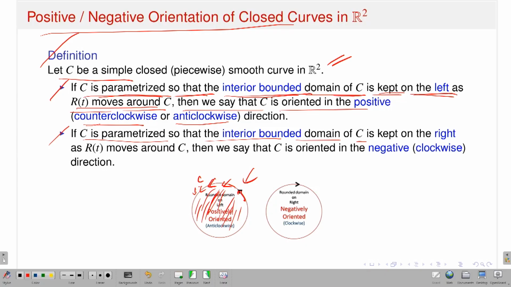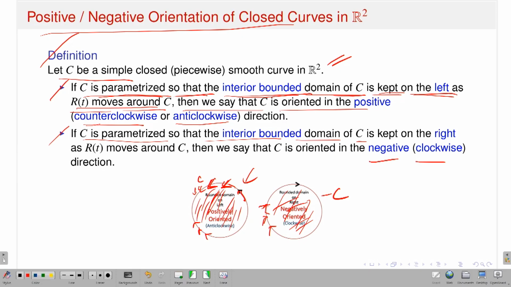now, instead of moving in this direction, suppose I move in these directions. Look at here. If I move in these directions, then what will happen? On the right hand side I will have the bounded domain interior to C. So this is my curve C, and if I move in these directions, the domain bounded by the curve C is on the right. If that is the case, then I will say that it is negative or clockwise direction. If I move in this direction, I am moving anticlockwise. That means this is the positive direction I am talking about.